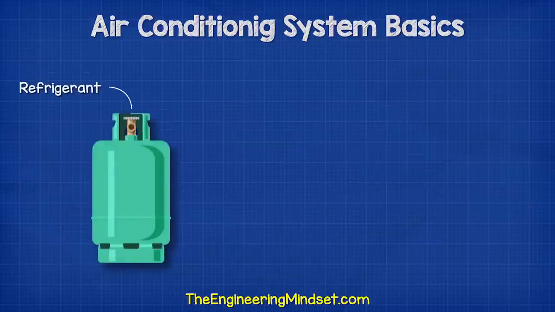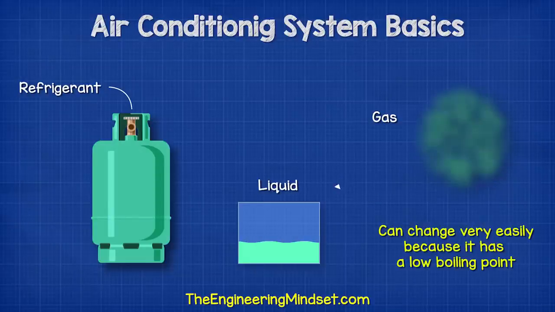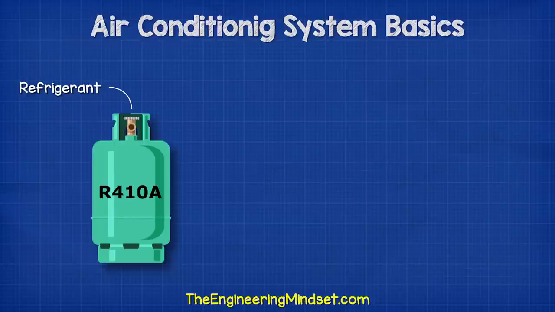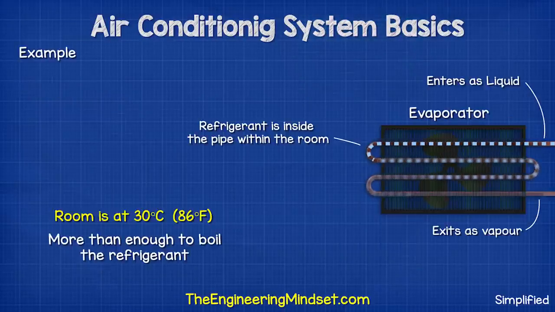The refrigerant is a specially designed fluid which can change between being a liquid and a gas very easily. And that's because it has a very low boiling point. For example, refrigerant R410A will boil at negative 48 degrees Celsius, or negative 55 degrees Fahrenheit, although this will change with pressure. But if the refrigerant is inside a pipe within a room, and the room is at 30 degrees Celsius, or 86 degrees Fahrenheit, then this will be more than enough to cause it to boil from a liquid into a vapor.